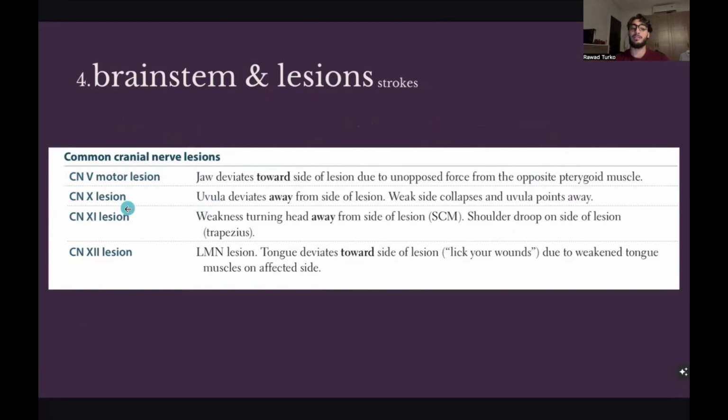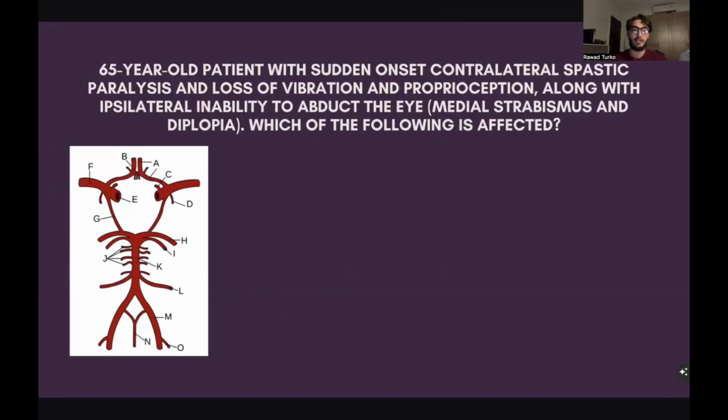And again, with the accessory nerve lesion, you have a weakness turning your head away from the side of the lesion. So you're not able to turn your head away from the side of the lesion, which means that your head's going to be turned toward the side of the lesion. Shoulder droop on the side of the lesion again. And with, again, like we mentioned, the hypoglossal nerve injury, the tongue would deviate towards the side of the lesion. Okay? It's just something that you need to remember.